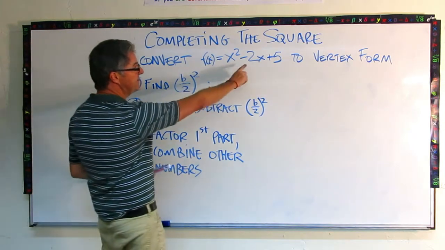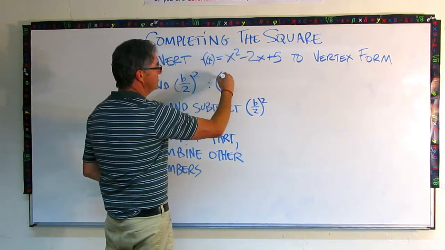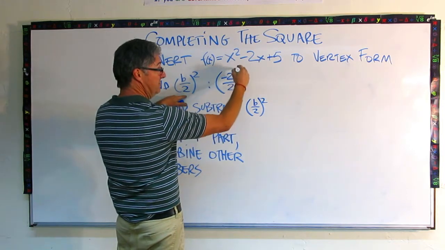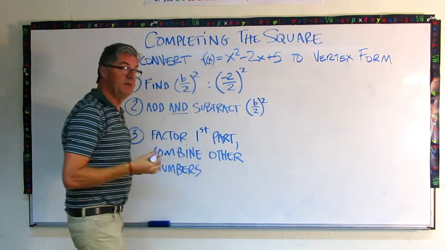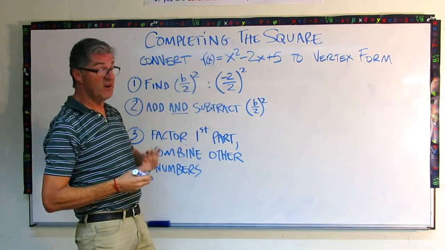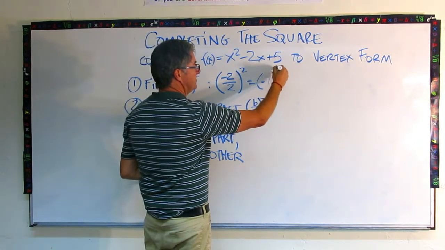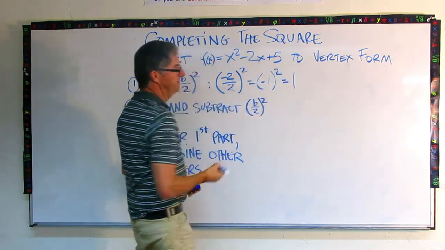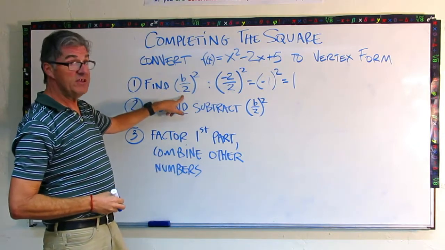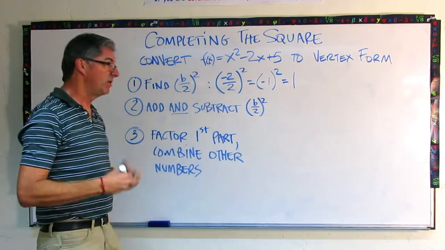So in this case, our b is the negative 2, so b over 2 squared is negative 2 over 2 squared. Now the squared is on the outside, so we have to figure out what the fraction is first before we square it. So this is going to be negative 1 squared, which is 1. Okay? So we've done step 1. We found what the value of b over 2 squared is by doing these steps. And it's just 1. Pretty simple.